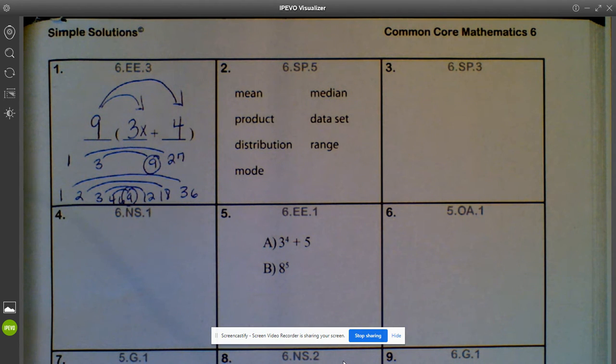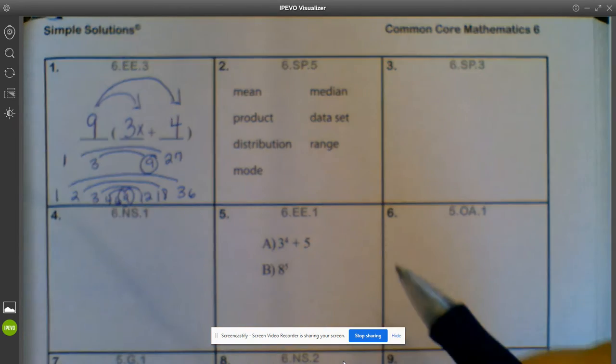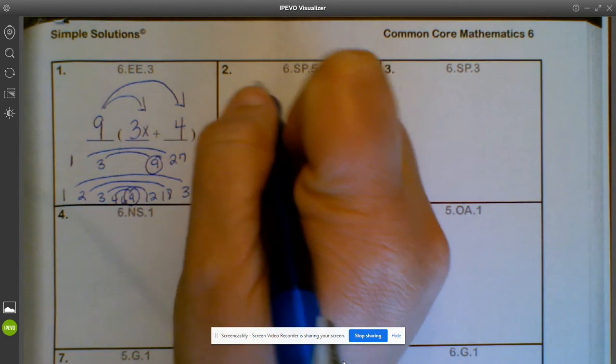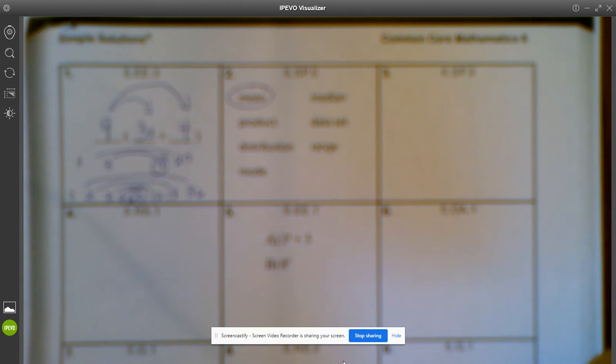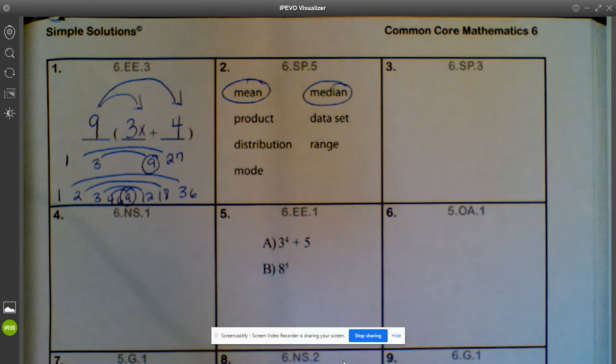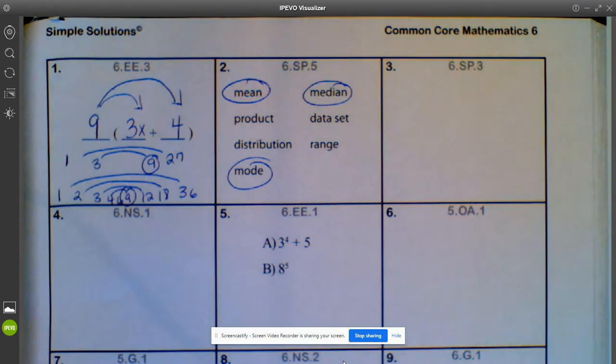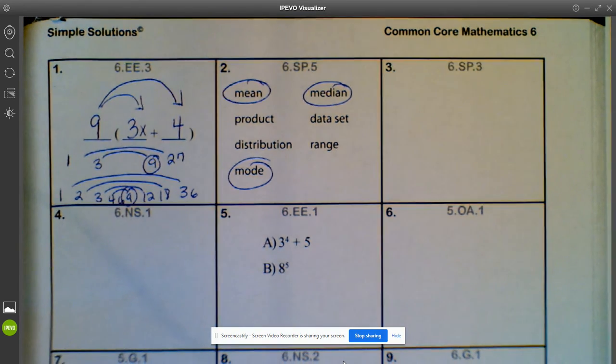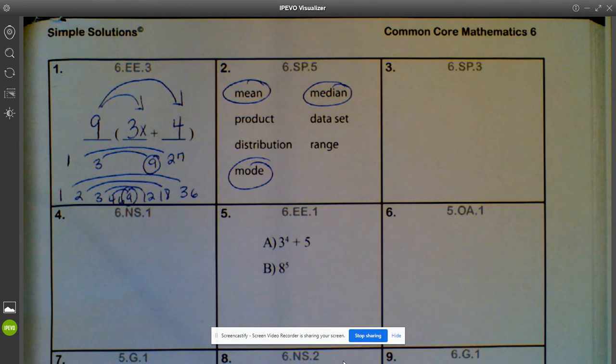So we worked on those back around Christmas time, the measures of center and variation. And the ones that help us find the center of our data would be the mean, the median, and the mode. All right, and then for number 3, you had to compare dot plot D with dot plot F.